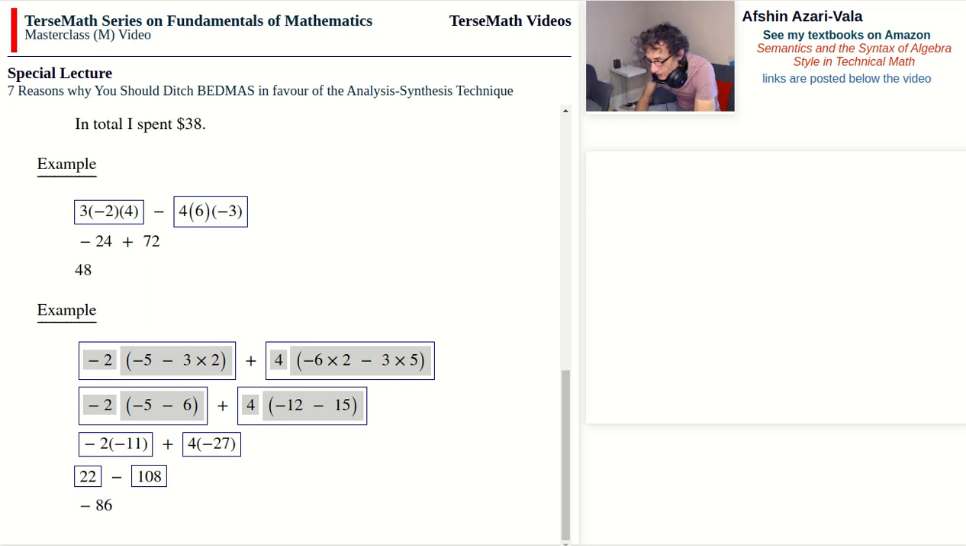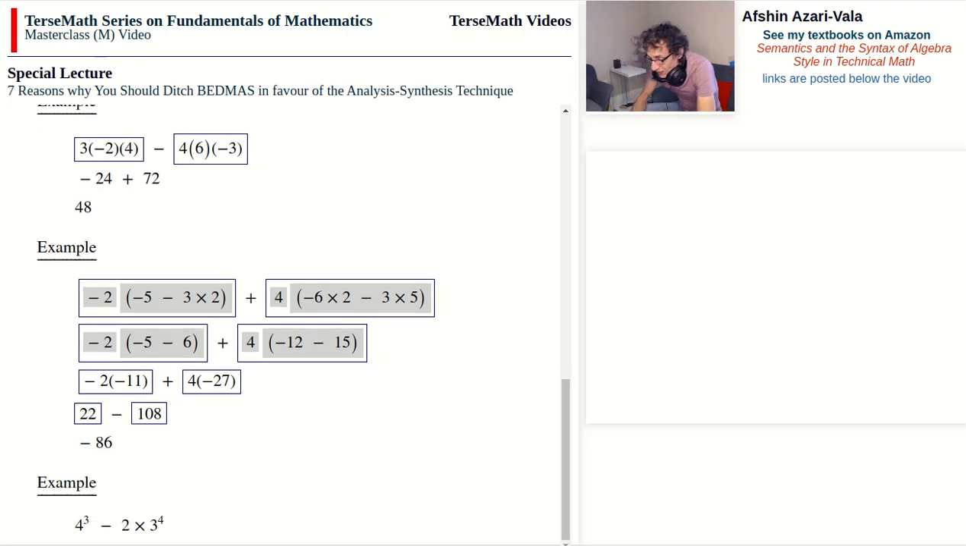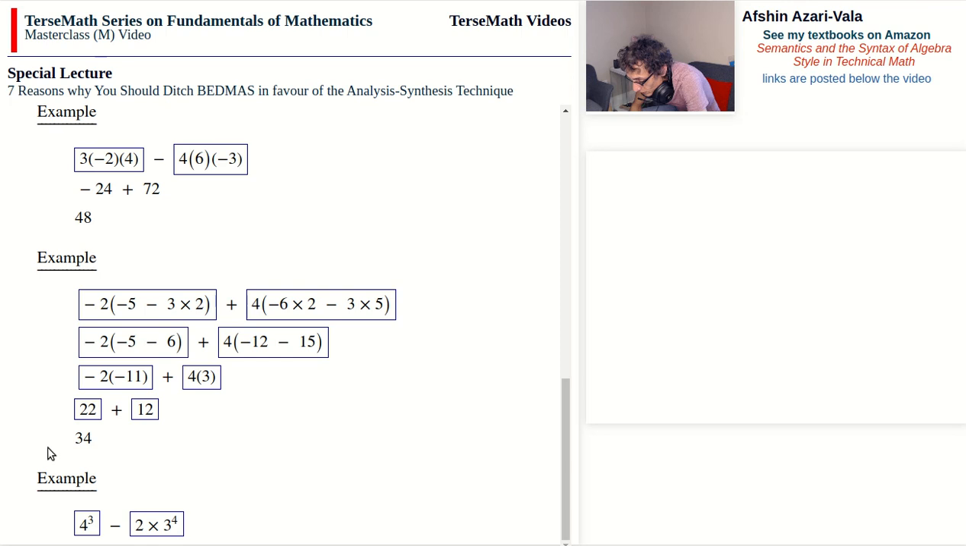Yeah, okay, so we have -86 for this problem. All right, next example. Now this time we have exponents. There is one subtraction, and that breaks the expression into 2 terms. Term number 1 is 4 to the power of 3. Term number 2 is 2 times 3 to the power of 4.